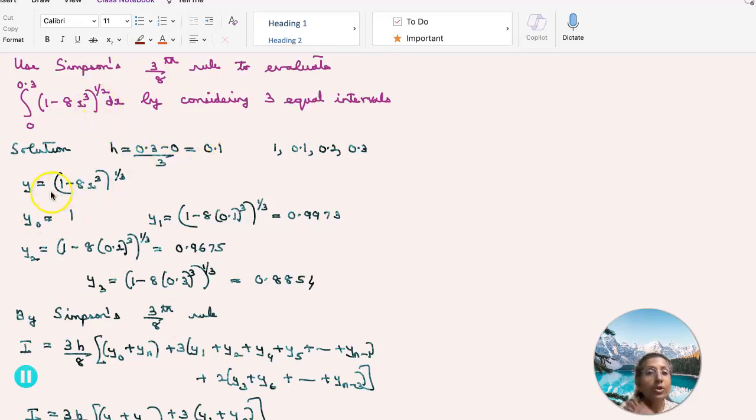Y0 will be, when you put x as 0, you get 1. Y1 will be (1 minus 8 into 0.1 cubed) raised to 1/2, which is 0.9973. Continuing like this, we can calculate y2 and y3.